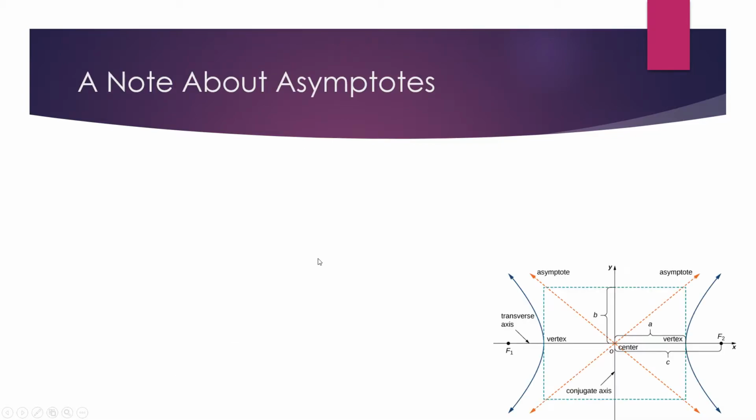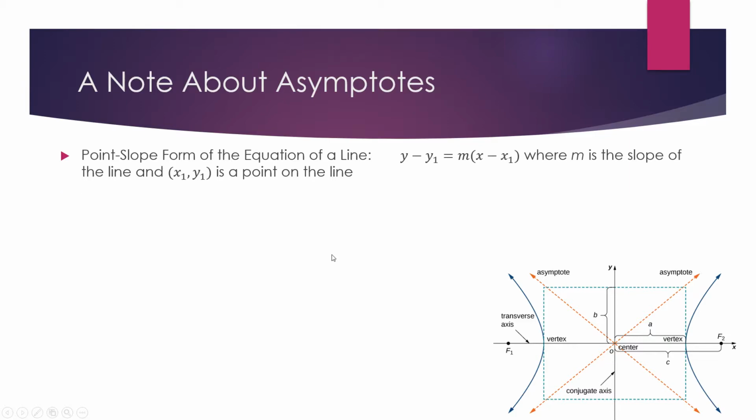Some comments about the asymptotes and where that equation comes from. If you remember your Algebra 1 days, let's back up a second. The point slope form of the equation of a line is y minus y sub 1 is equal to m times the quantity x minus x sub 1, where m is the slope of the line and x1 comma y1 is a point on the line. We can modify that equation slightly if we add y1 to both sides. We get y equals y1 plus m times the quantity x minus x sub 1.